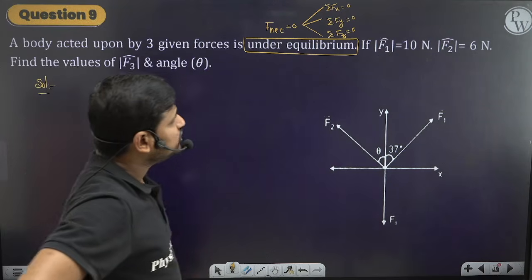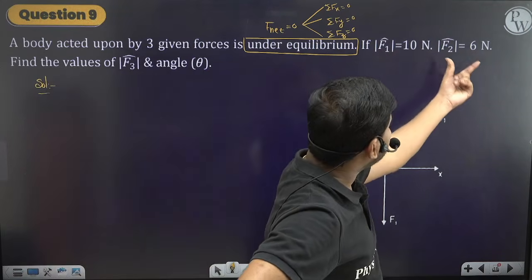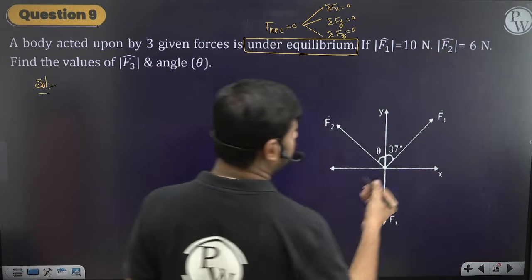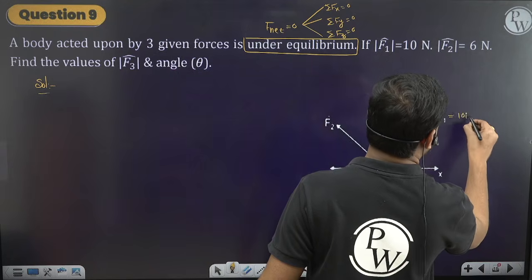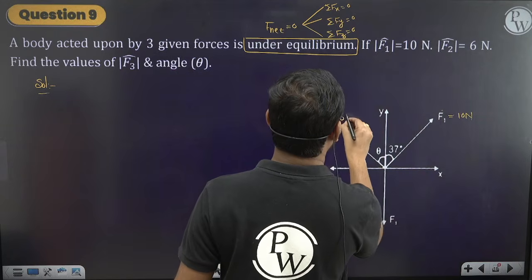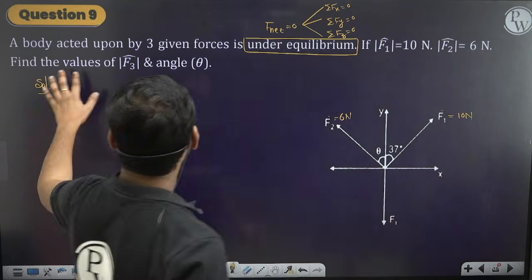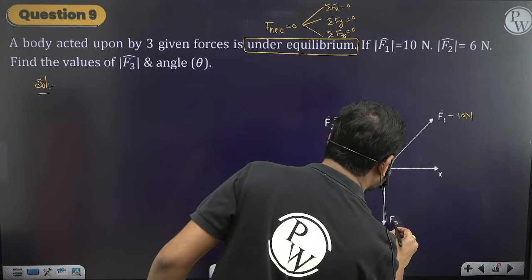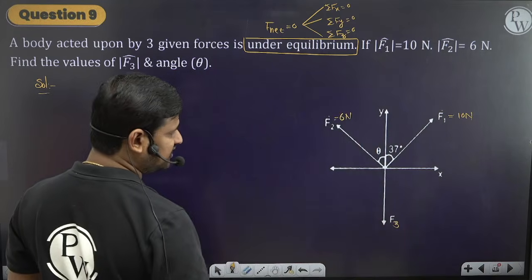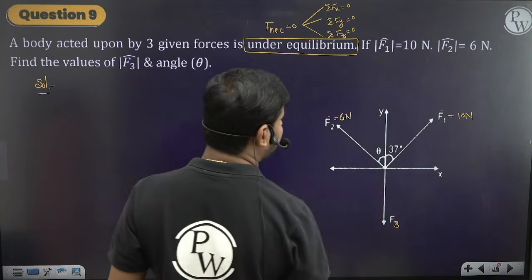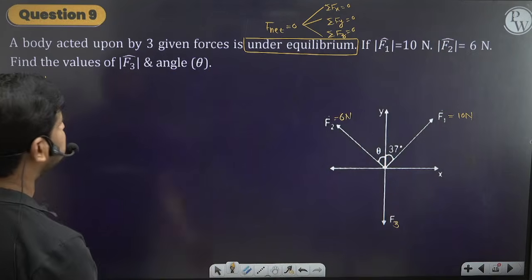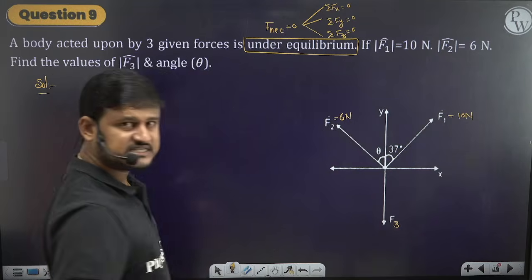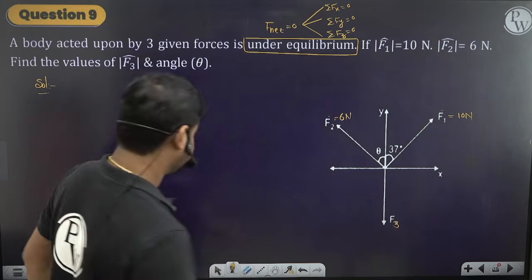Okay. So if F1 is 10 newtons, F2 is 6 newtons, find the values of F3 and theta. So this is F3, I guess. So find the value of F3 and find the value of theta. The body is said to be in equilibrium. The hint is equilibrium. So now see here.